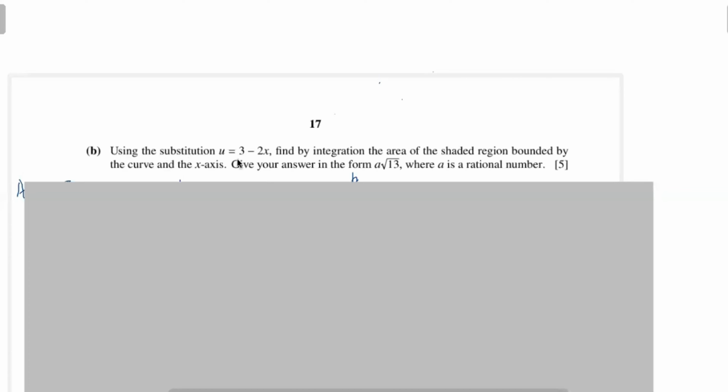Question 9, using substitution u equal to 3 minus 2x, find by integration the area of the shaded region bounded by the curve and the x-axis. Give your answer in the form a square root of 13.